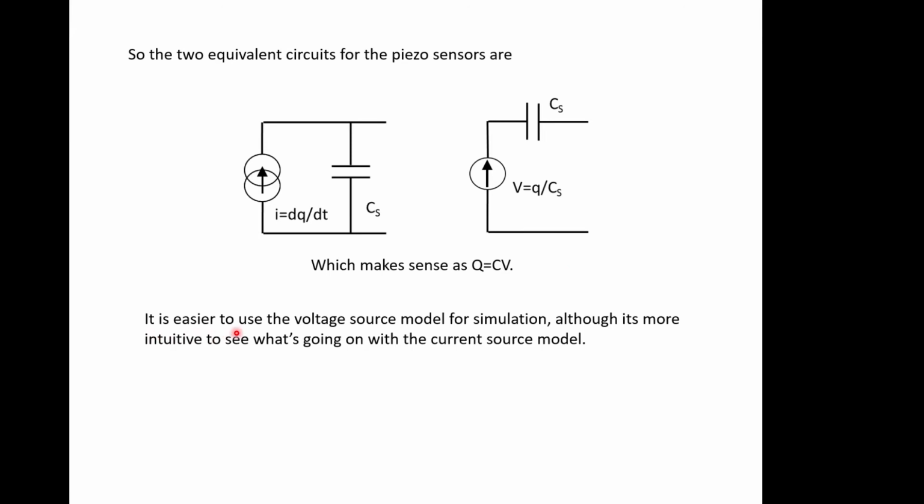So it's easier to use the voltage source model for simulation, but I would say it's more intuitive to see what's going on with the current source model, particularly if you've got an understanding of how piezoelectric sensors work. Piezo coming from the Greek meaning pressure, electricity. So a piezo source, you squash it and it generates a charge. So you can sort of imagine squashing this and getting a charge to move. Not so easy to visualize with this, but they are equivalent.